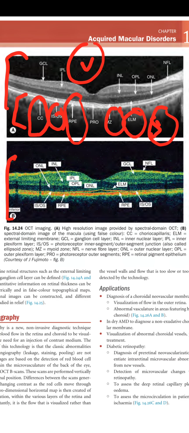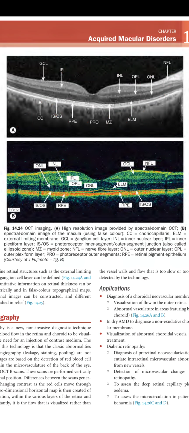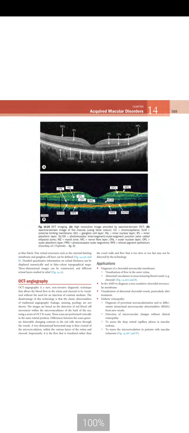then there is an outer nuclear layer which is black. Then there is an outer plexiform layer which is white. Then there is an inner nuclear layer which is black. Then there is an inner plexiform layer which is basically a little bit white. Then there is a ganglion cell layer, and then there is a nerve fiber layer. So then there is OCT angiography.